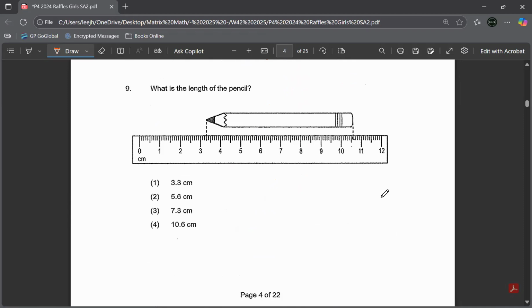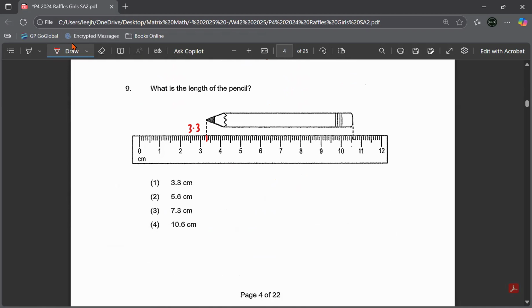Question number 9. I know your paper will be very small, so try to read your measurement properly. What is the length of the pencil? Over here, I think I used red. This one is down here. The tip of the pencil is at 3.3. This is 3.3 cm.